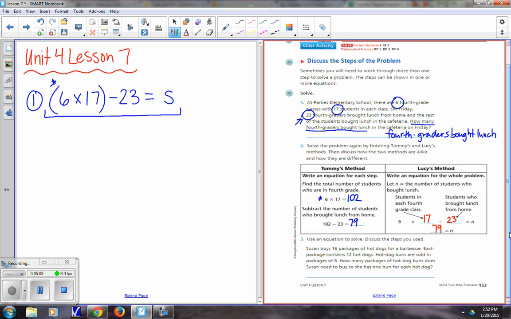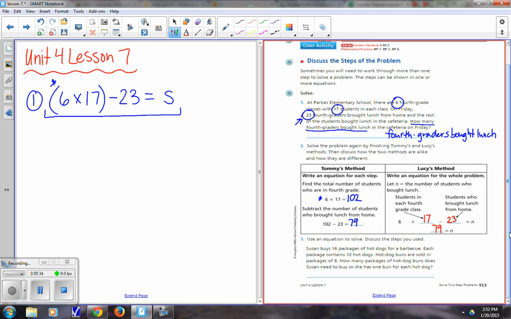Susan buys 16 packages of hot dogs for a barbecue. Each package contains 12 hot dogs. Hot dog buns are sold in packages of 8. How many packages of hot dog buns does Susan need to buy so she has 1 bun for each hot dog? Well, first and foremost, what do we need to figure out?